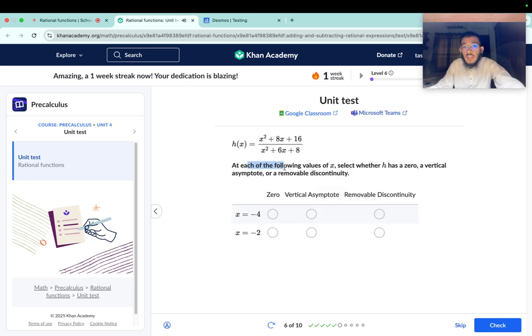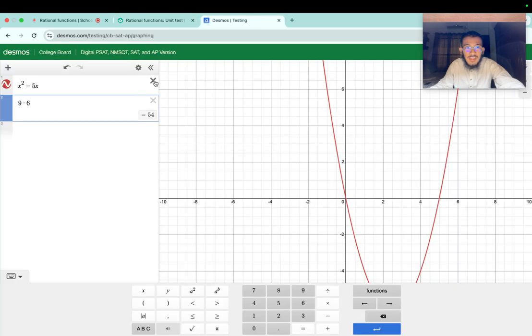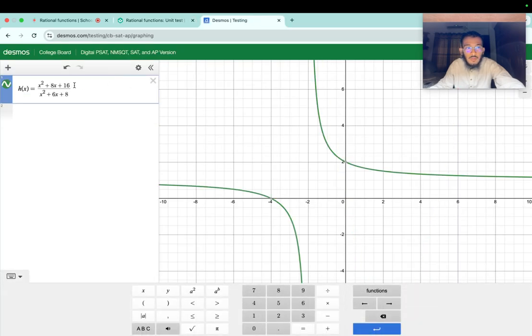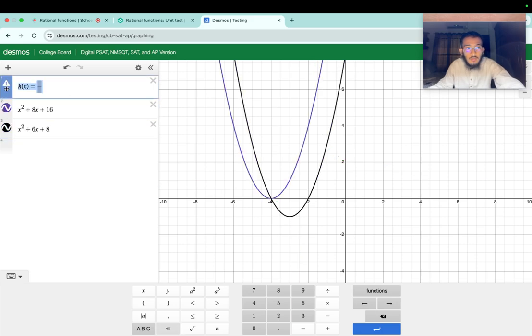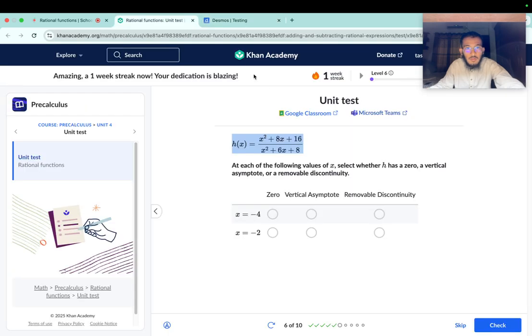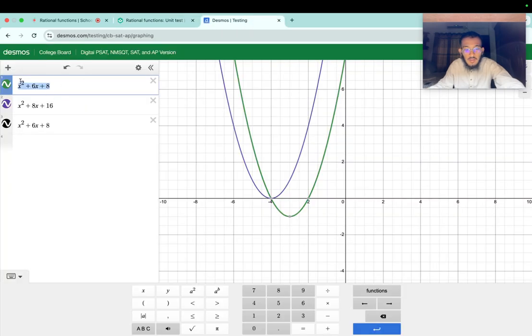There we go. At each of the following values of x, select whether h has a zero, a vertical asymptote, or a removable discontinuity. In order to do so, we must factorize both the numerator and the denominator. So this is what we're going to do. We're going to factorize the numerator here and the denominator here. We have the original equation, so I'll keep that one intact as well here.